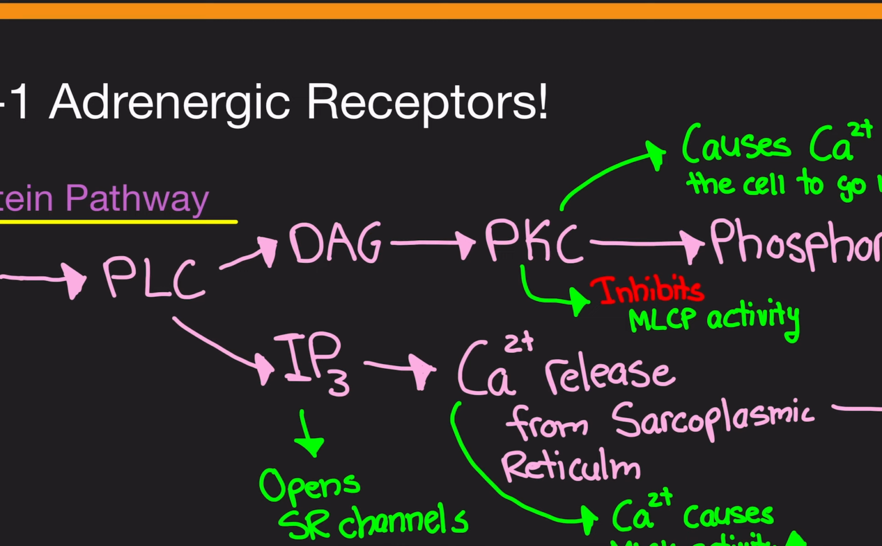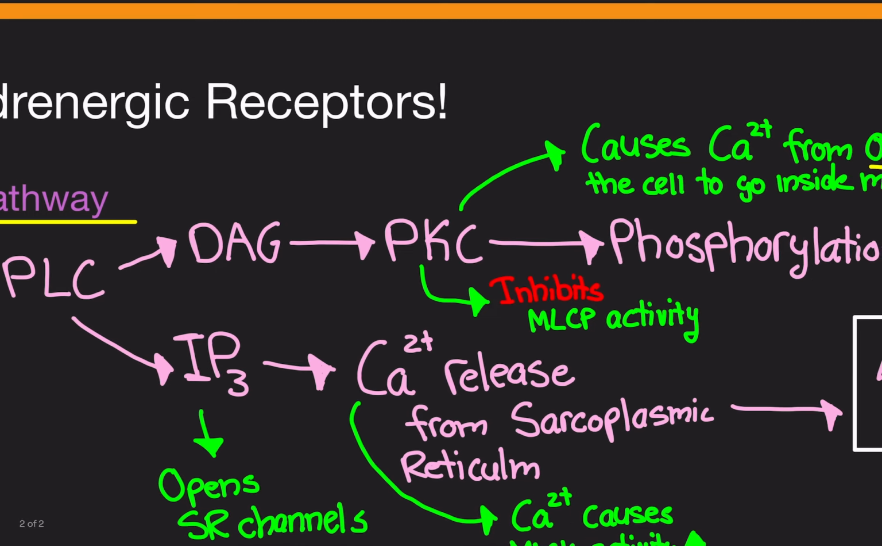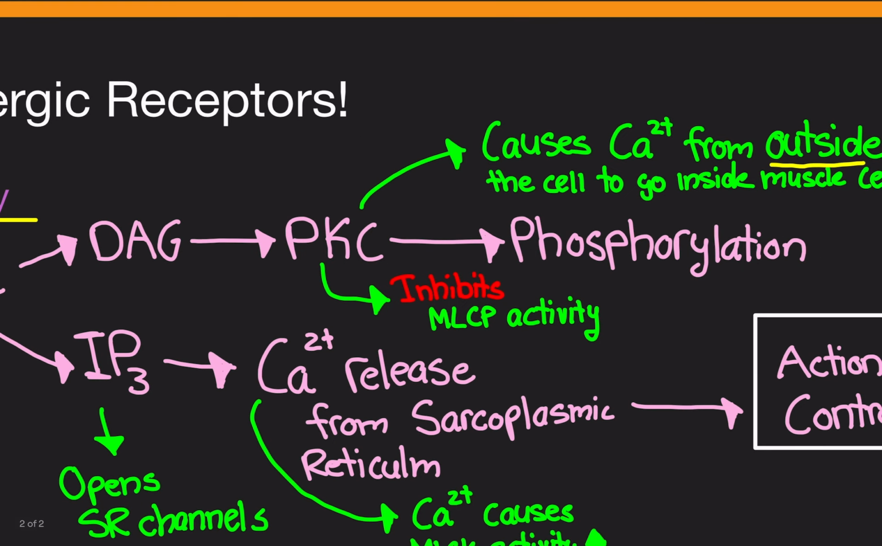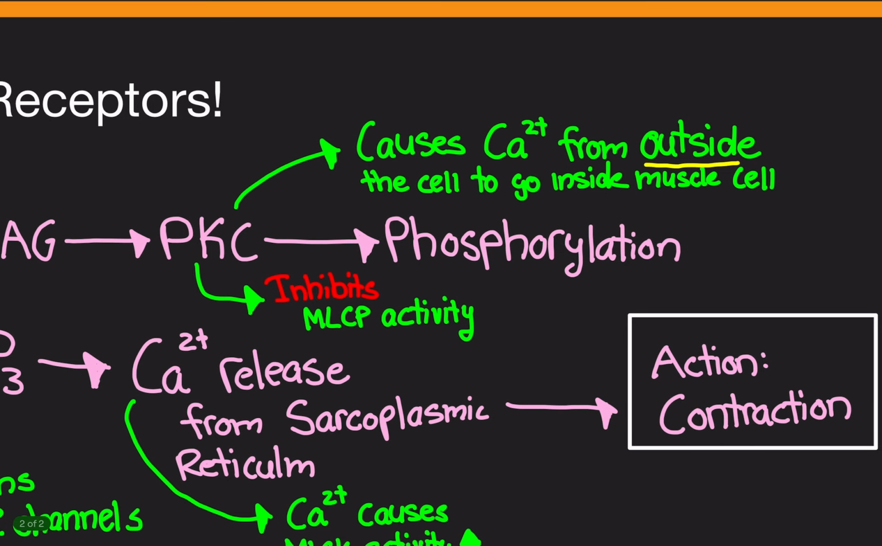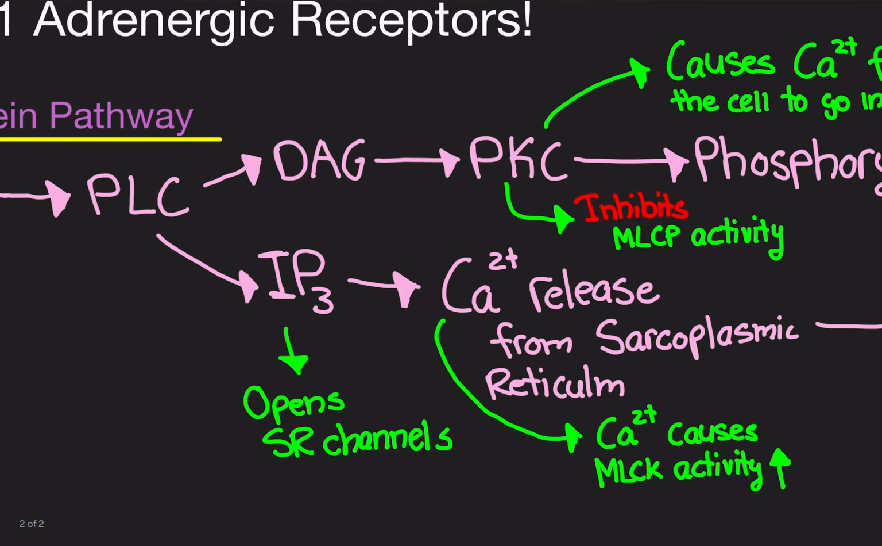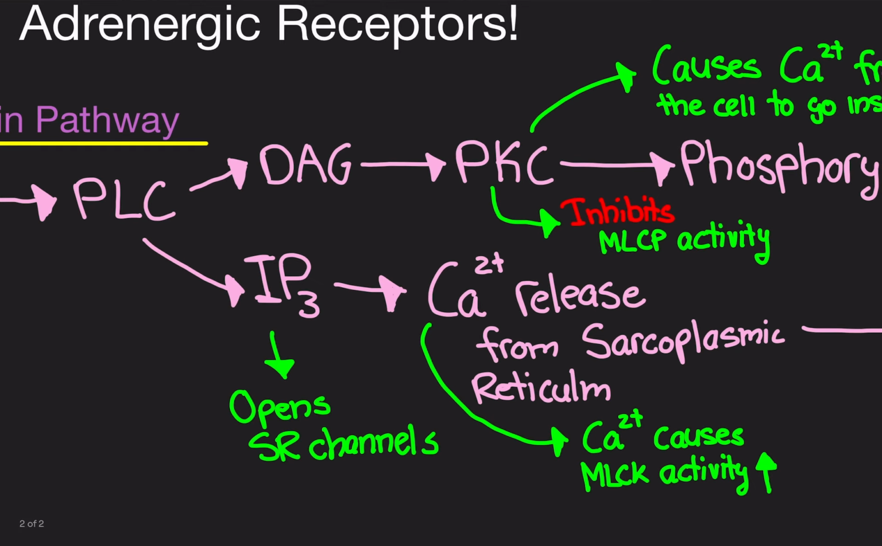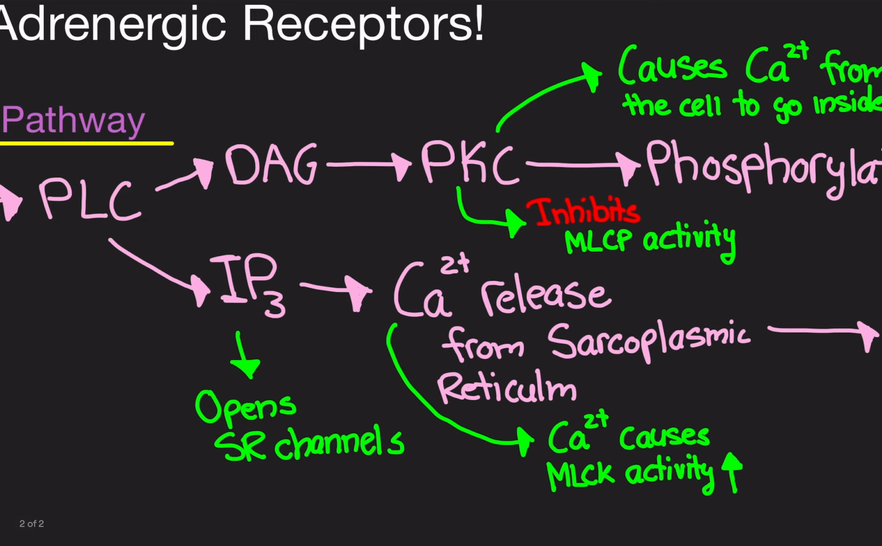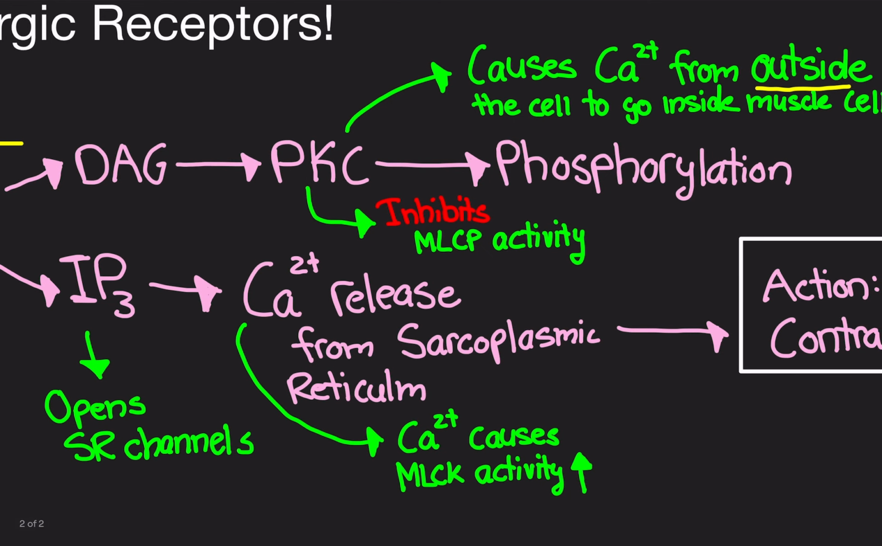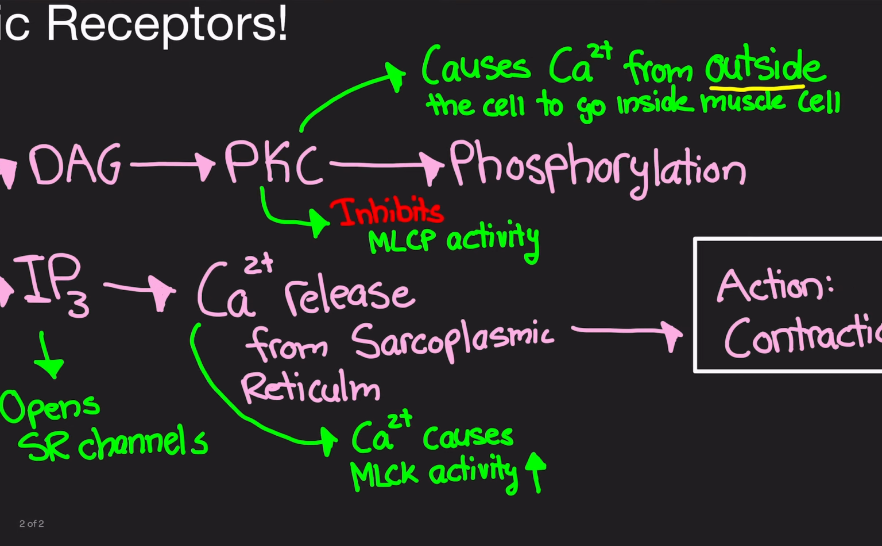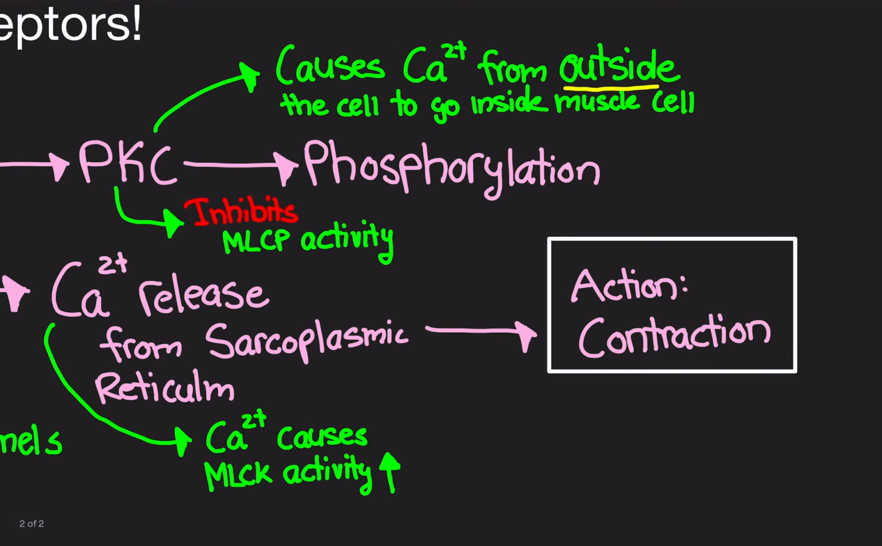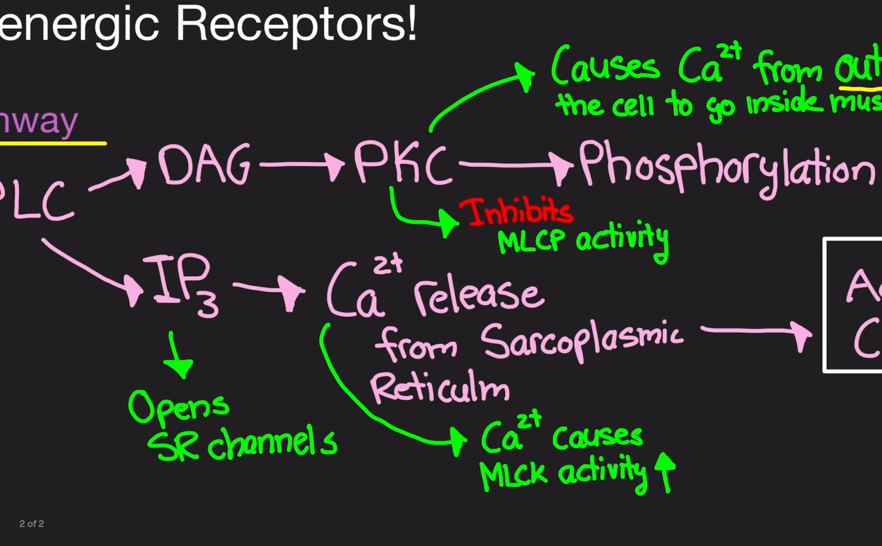PLC does two different things. It activates DAG, which then activates PKC, protein kinase C, and causes phosphorylation to happen. On the other hand, PLC also causes IP3, inositol triphosphate, to activate, which causes the calcium to be released from the sarcoplasmic reticulum, which causes contraction. Cool. But let's look at it more in depth.